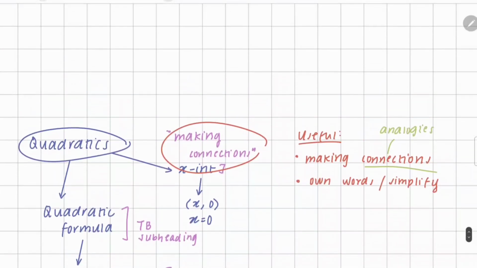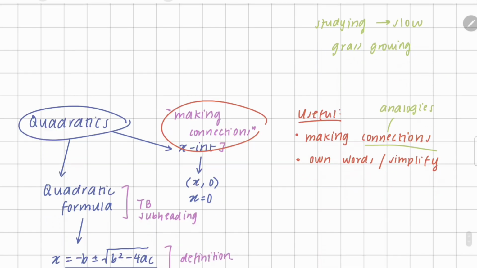So for example, I might say studying is slow, and maybe it's as slow as something else, like grass growing is also slow. So this is some connection, but it's quite different. So that's an analogy.